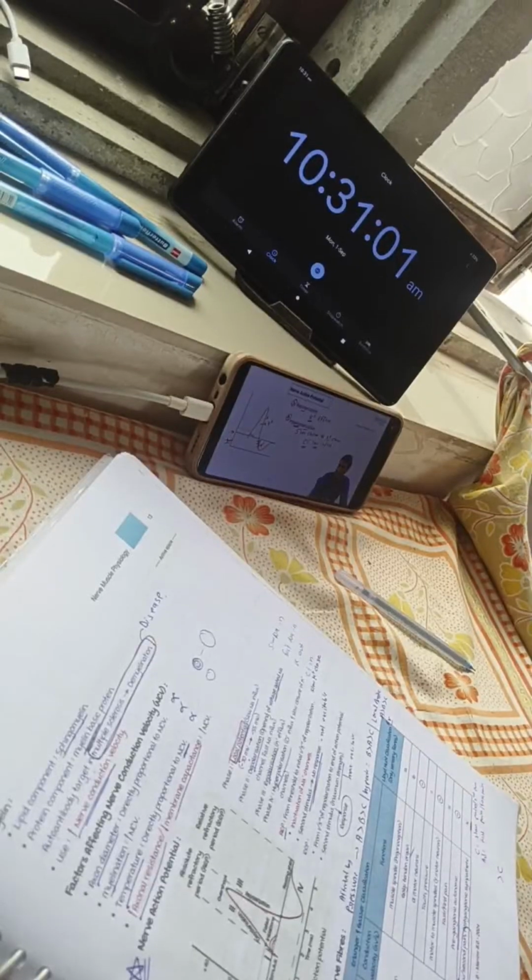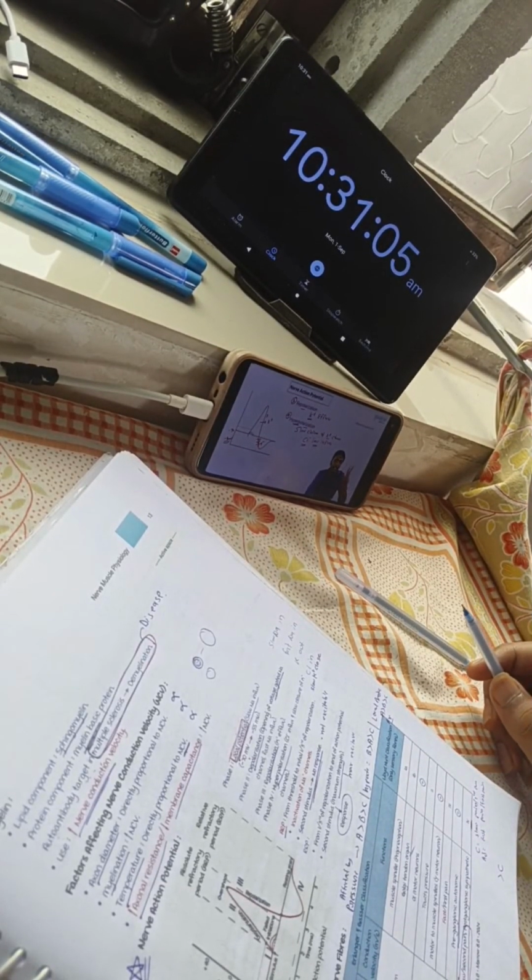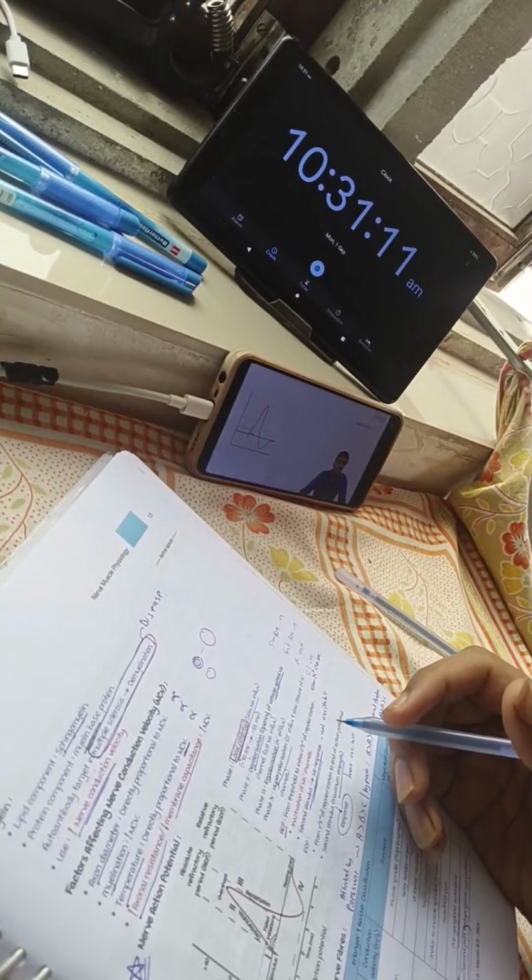So during hyperpolarization, it can go up to minus 90 millivolt. Local potential, depolarization, repolarization, hyperpolarization. Next concept in action potential is about refractory periods. What is the meaning of this refractory period, sir? First, I will show you.